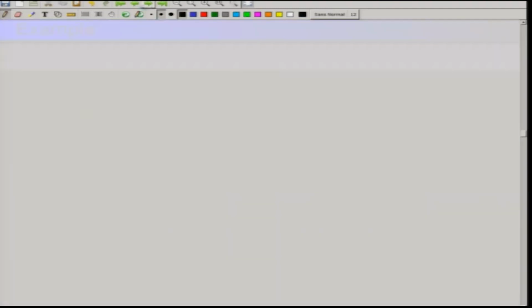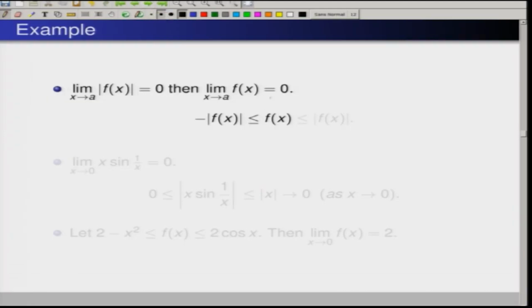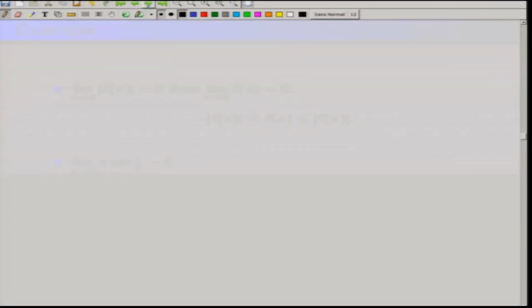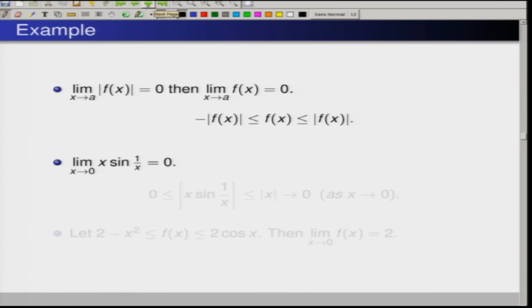If you take the sandwich theorem, you have f(x) greater than or equal to -|f(x)| and less than or equal to |f(x)|. Therefore, this goes to 0, this goes to 0, so there is no other choice: f(x) is going to be 0.